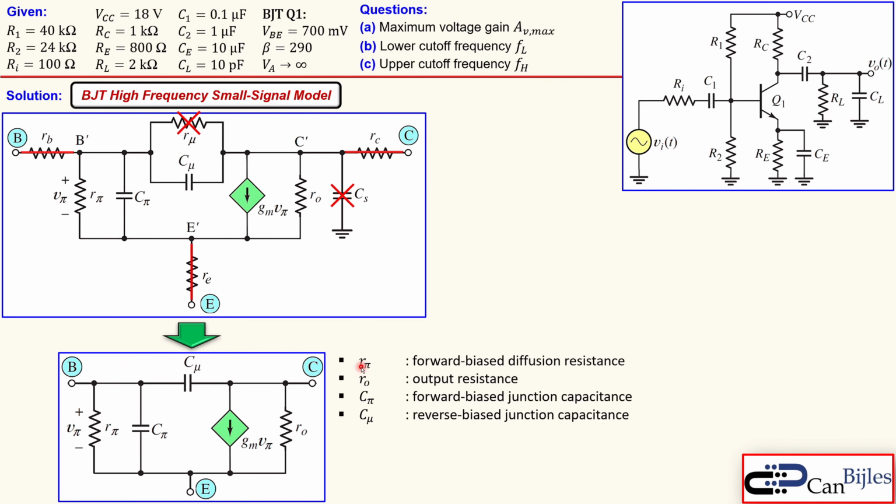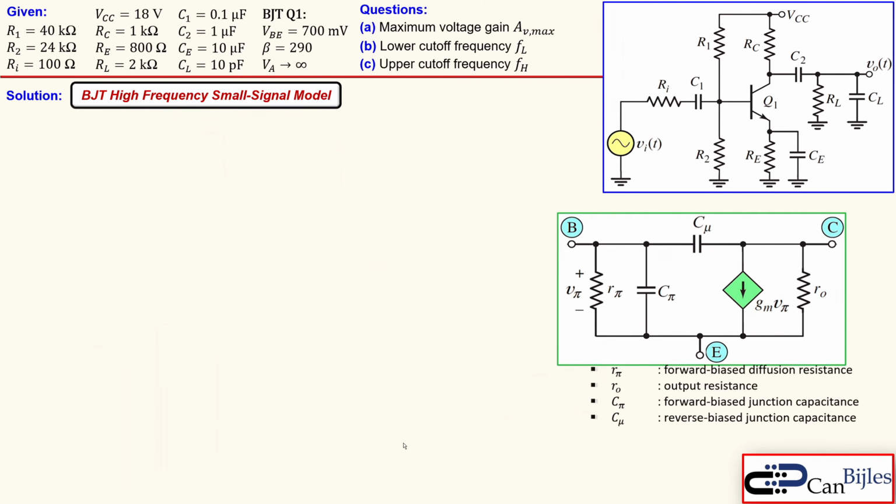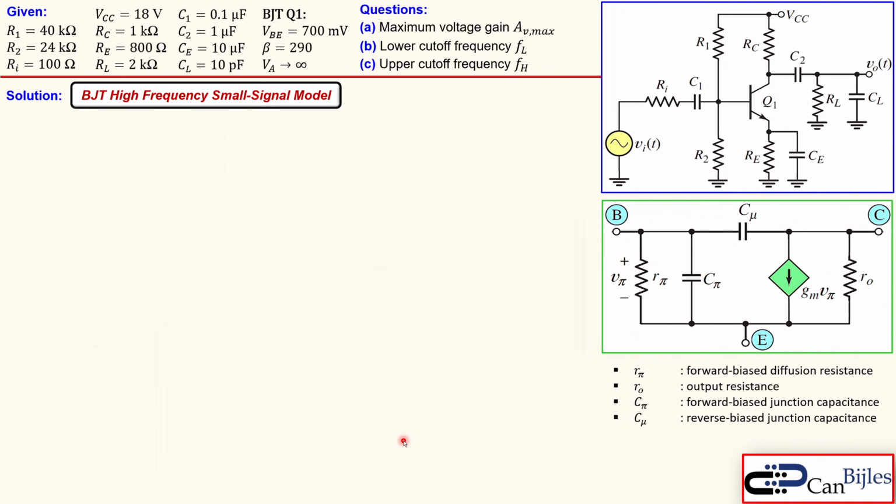Okay, again here the summary where we actually see the 4 parameters, R pi, RO, C pi, and C mu. Of course, also the GM we need to determine. All right, let's bring it here. So what can we do now in order to continue?